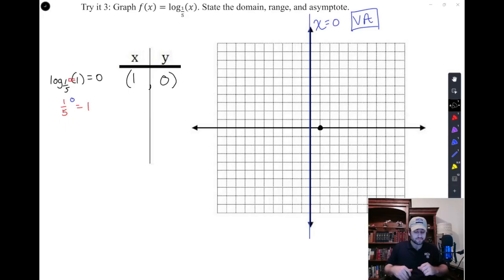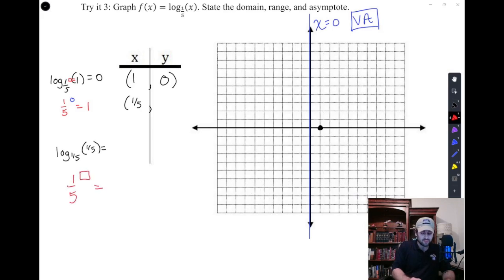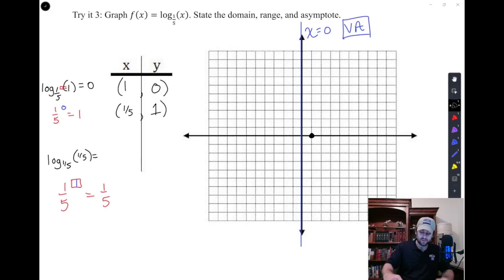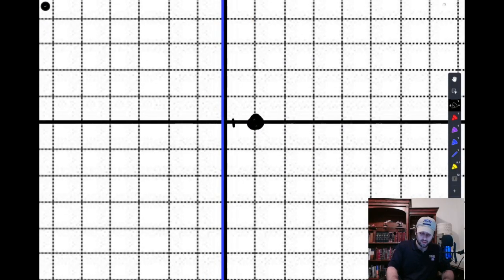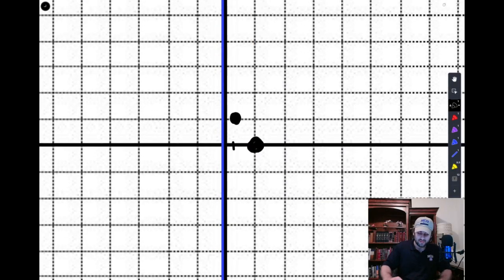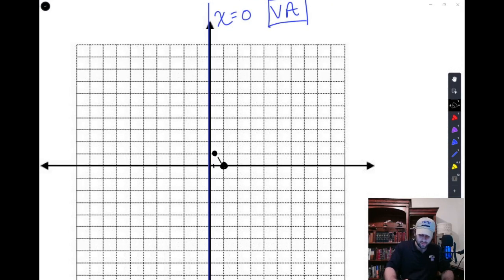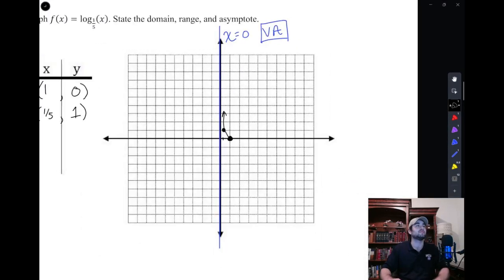Everything's great. Let's try 1/5, because this is another pretty easy one to plug and chug. Log base 1/5 of 1/5 equals, and like I said, we're just going to rewrite it as 1/5 to the what equals 1/5. And that should be a pretty quick recognizable fact. Anything to the first power equals itself, and so that just spits us out 1. And so we have another point, a little harder to graph, (1/5, 1), and we graph it. And if we connect those two dots, we can see where it starts to approach our asymptote.